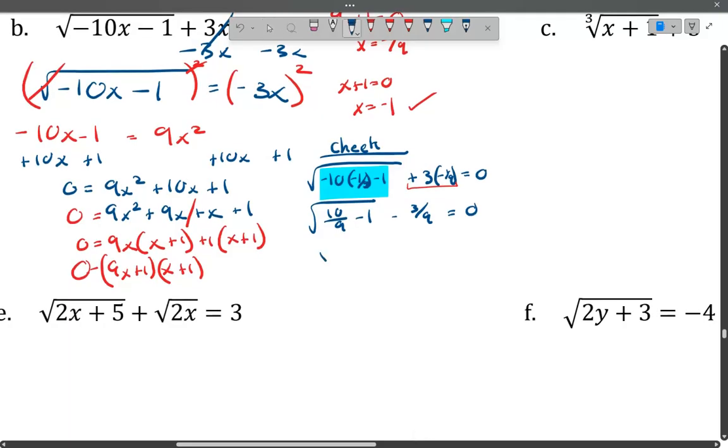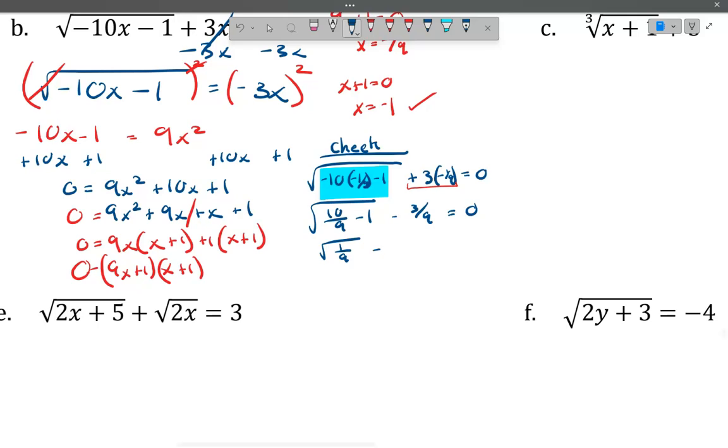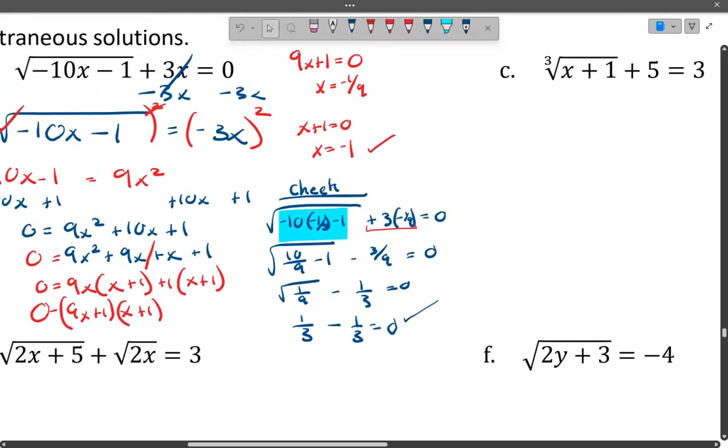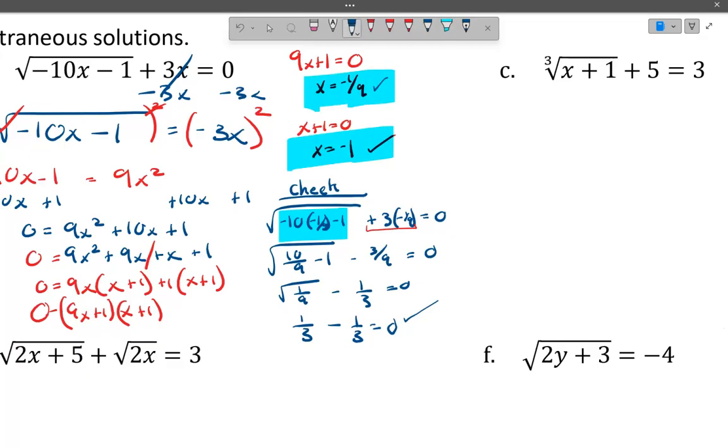10/9 minus 1 gives us 1/9. And then we can simplify this to 1/3. We take the square root of 1/9, and we get 1/3 minus 1/3 does indeed equal 0. Since that works, we know that negative 1/9 is also a valid solution. So both of those are our solution.